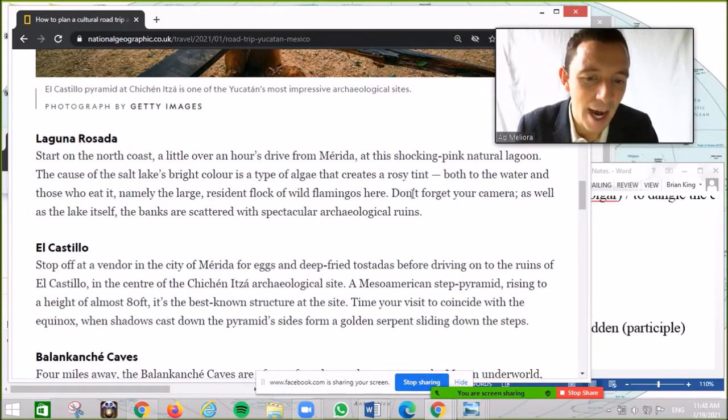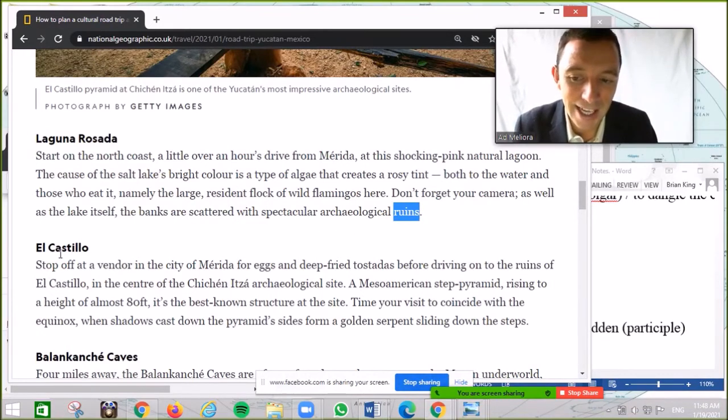Don't forget your camera, as well as the lake itself. The banks are scattered with spectacular archaeological ruins. Okay, so similar vocabulary again, scattered and the ruins. El Castillo.